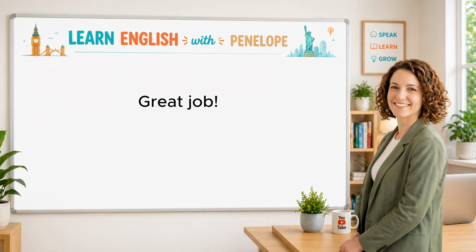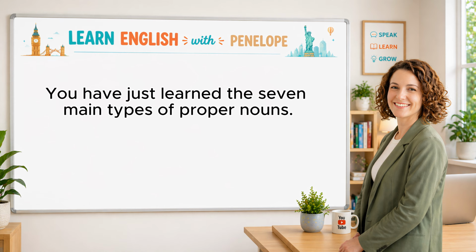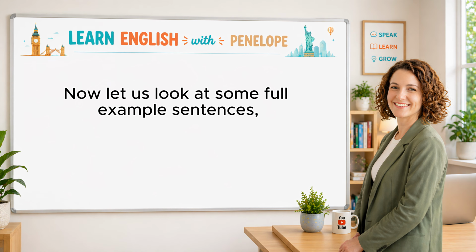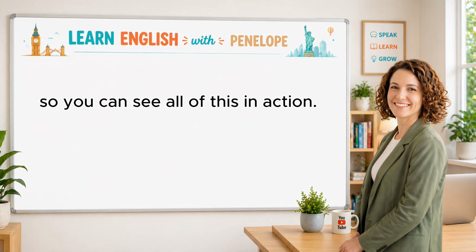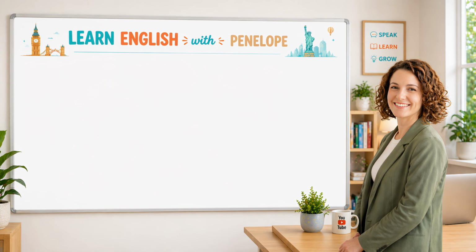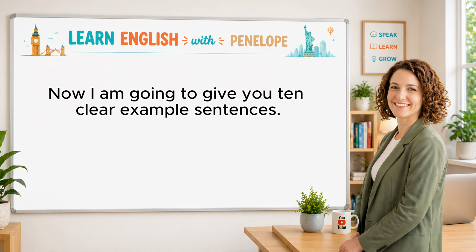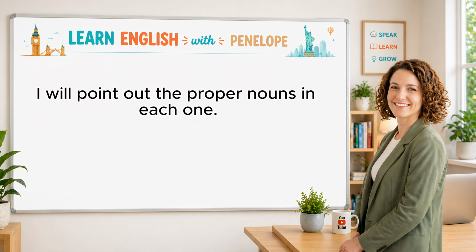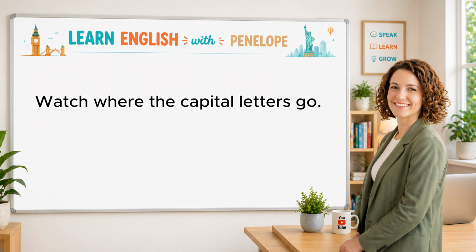Great job! You have just learned the 7 main types of proper nouns. That is excellent. Now let us look at some full example sentences so you can see all of this in action. Now I am going to give you 10 clear example sentences. Listen carefully. I will point out the proper nouns in each one. Watch where the capital letters go.